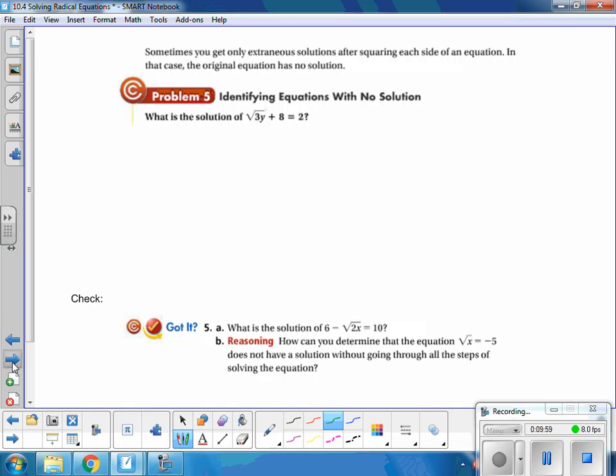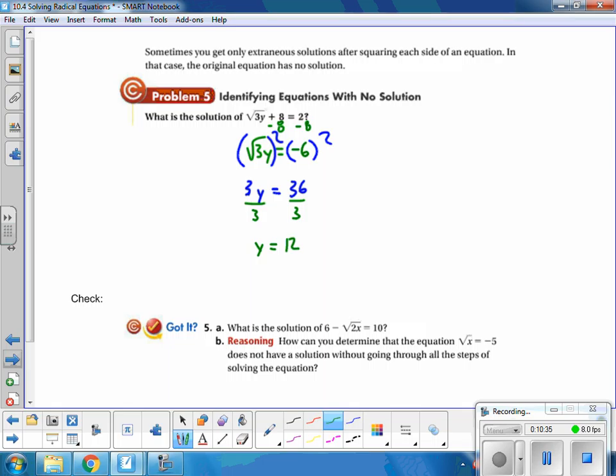So in this particular one, I'm going to just start simplifying. I'm not going to square both sides yet. I'm going to deal with this. So I end up with the square root of 3y equals 2 minus 8, which is negative 6. Now I'm going to go ahead and square both sides, and I end up with 3y equals negative 6 times negative 6. I'm ending up with 36. I divide by 3, and I get 12.